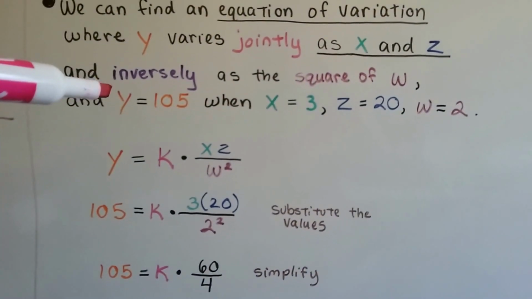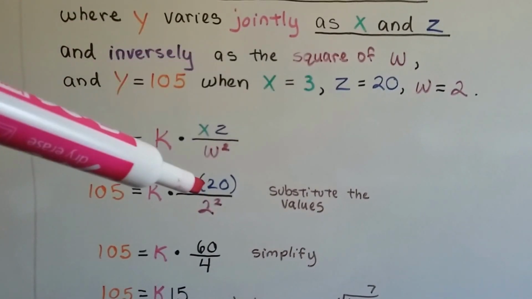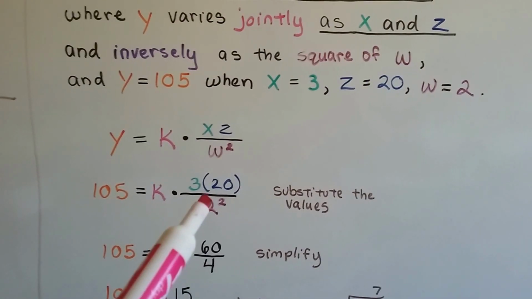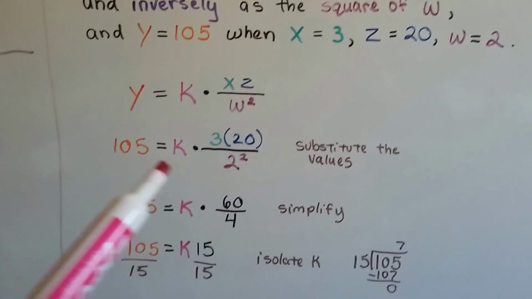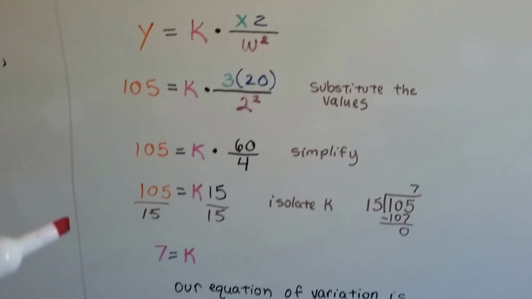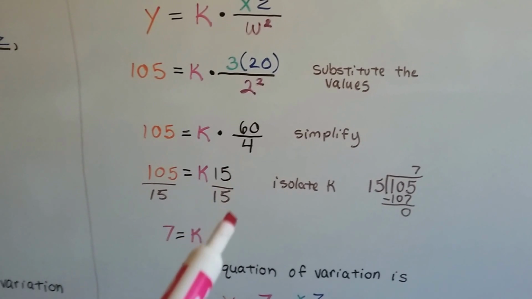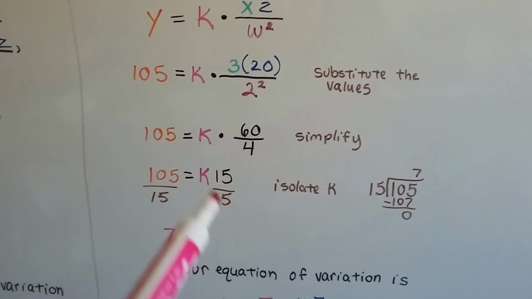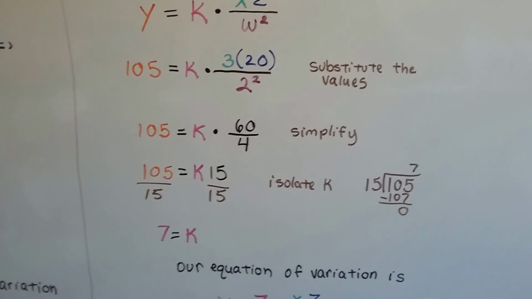We can substitute these values in for y. We've got 105. K is going to stay the same. X is a 3, z is a 20, and w is going to be a 2. So we have 2 squared, don't we? Because we have the square of w. We substitute the values in and we simplify it. 3 times 20 is 60. 2 times 2 is 4. 60 divided by 4 is 15. And we can divide both sides of the equation by this 15, making our friend the invisible 1, to isolate that k. 15 goes in 105 7 times, so k is 7.